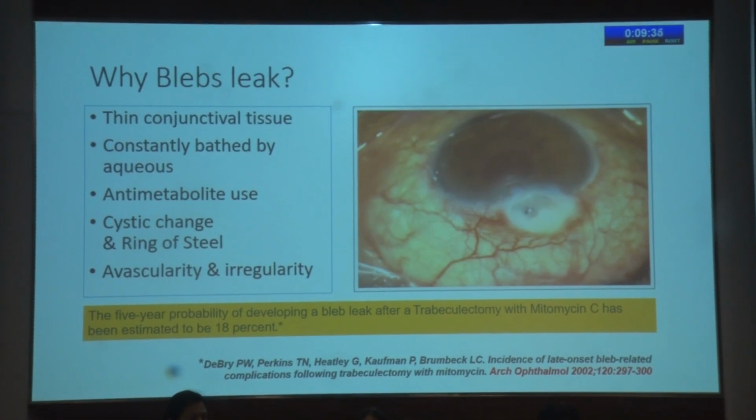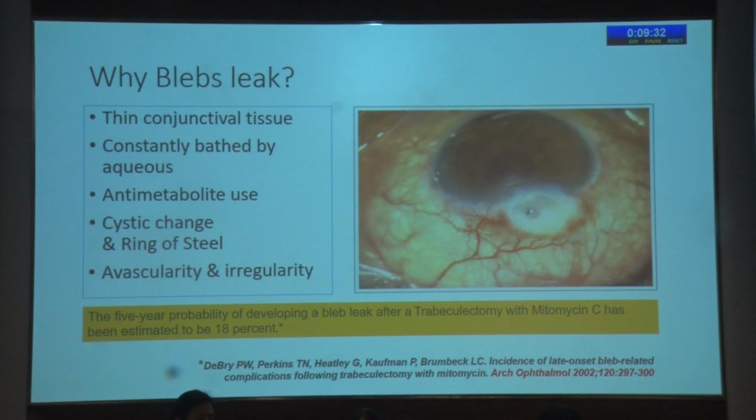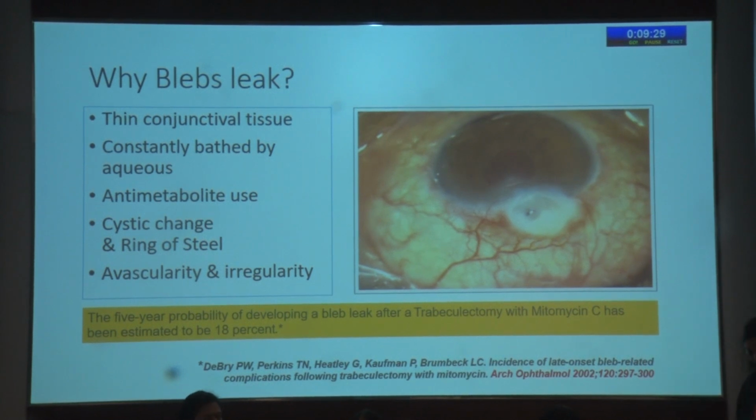And with prolonged antimetabolite use, which most of the time we use, there is a chance of formation of a ring of steel, and there is a compartmentalization, and the central part is constantly bathed by aqueous, and the superficial conjunctiva gives way, and the bleb starts leaking, mostly when the leak is late. So there is avascularity, irregularity, dryness, all this leads to a break of the epithelium, and the 5-year probability of developing a bleb leak following a trabeculectomy with mitomycin C has been estimated at almost 18%.